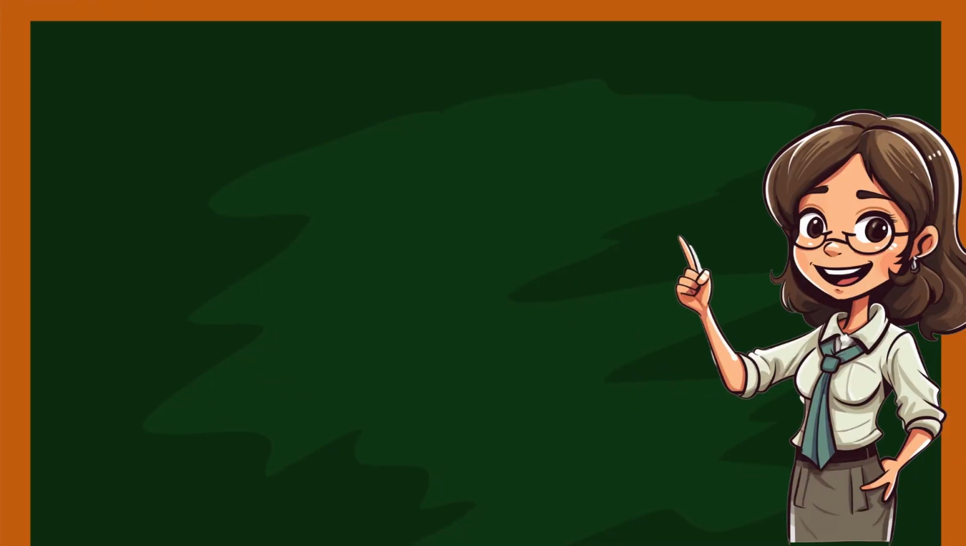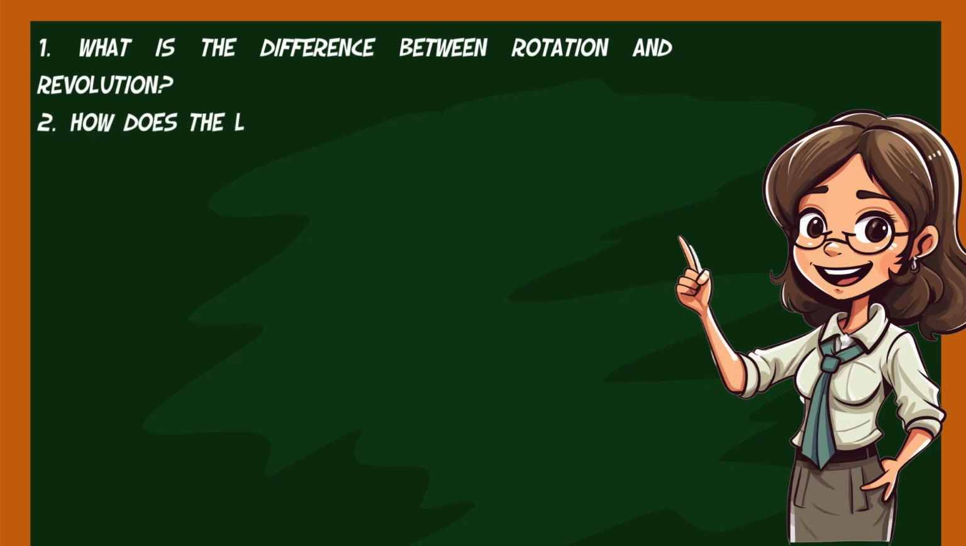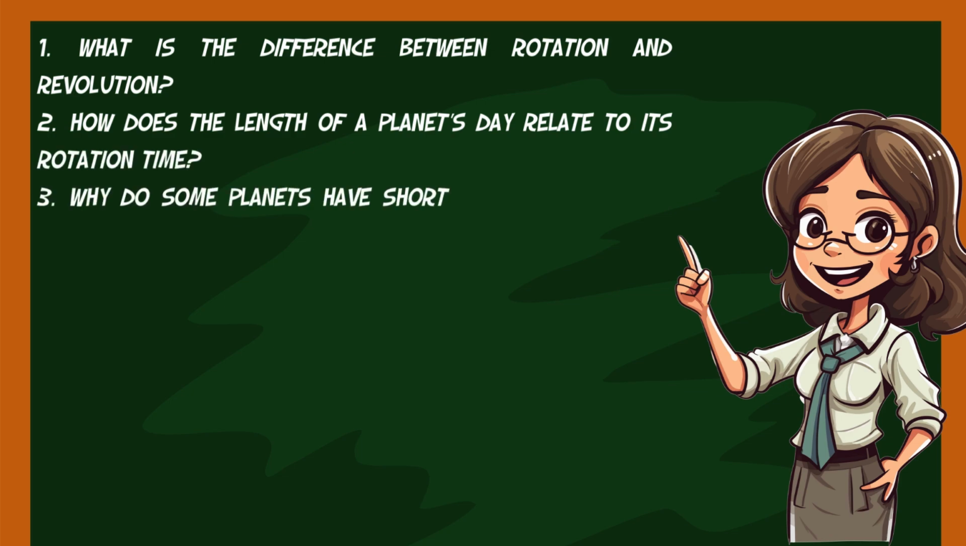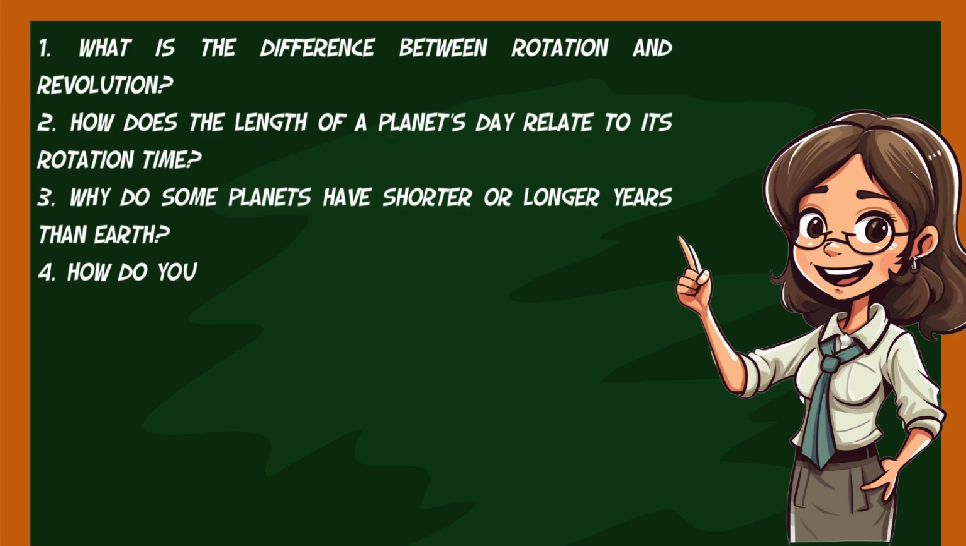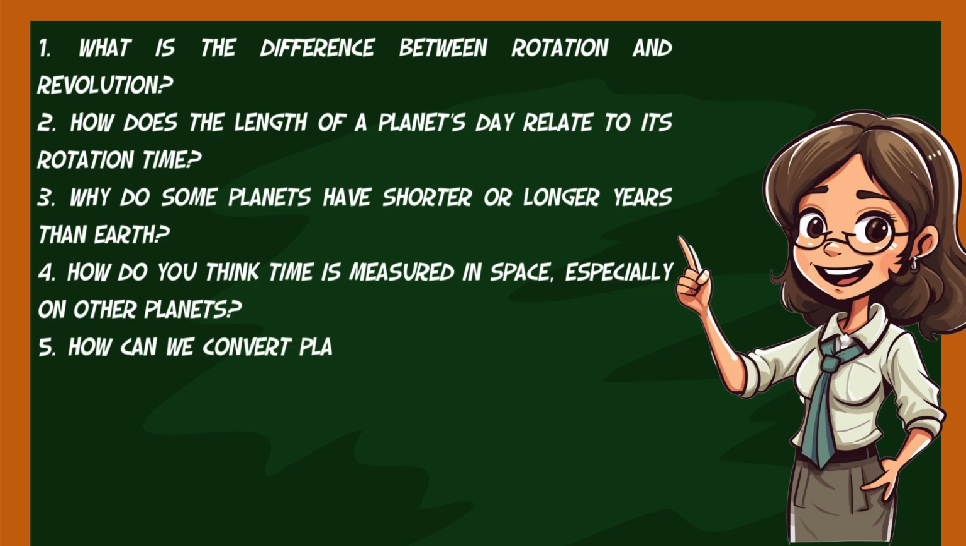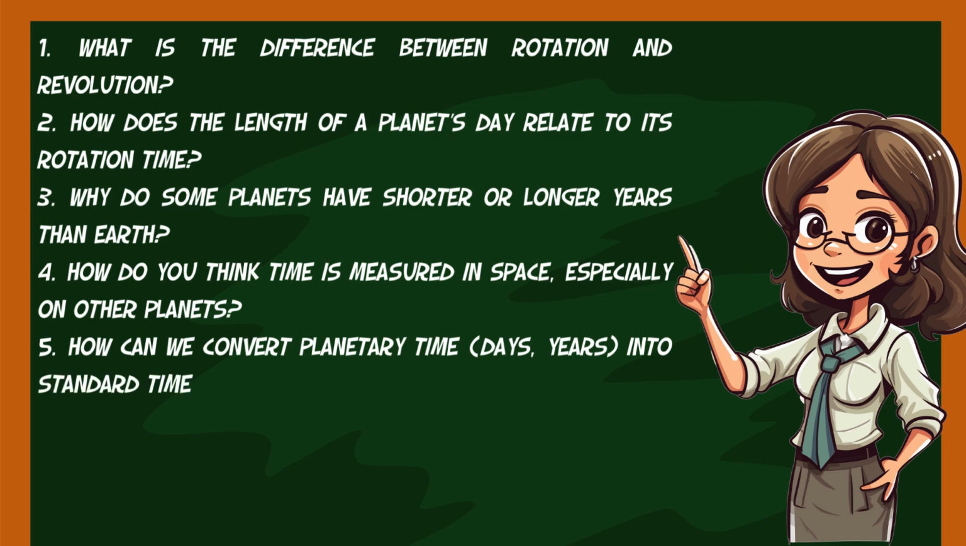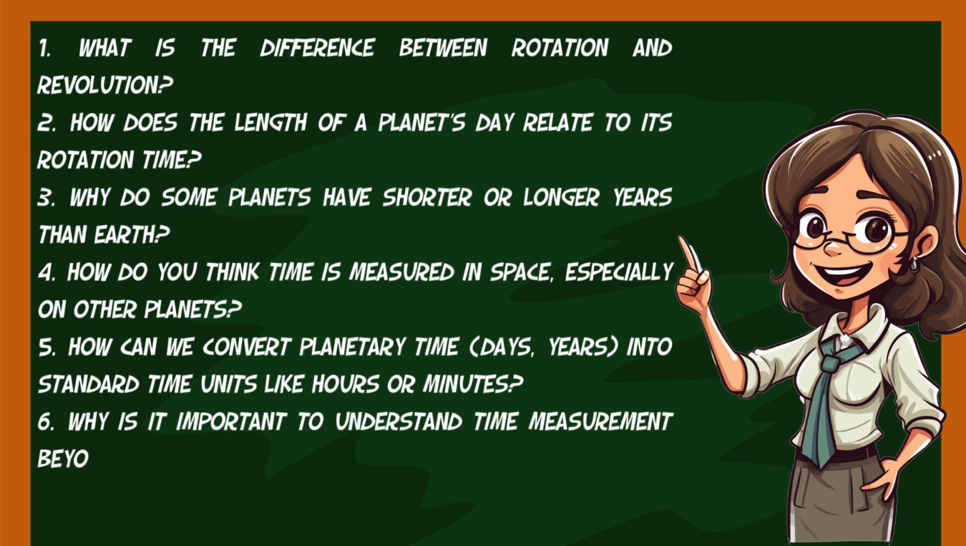Now that we've explored the concept of time and how it relates to planetary motion, let's think deeper. Here are some questions to help us reflect on what we've learned. Number 1, what is the difference between rotation and revolution? Number 2, how does the length of a planet's day relate to its rotation time? Number 3, why do some planets have shorter or longer years than Earth? Number 4, how do you think time is measured in space, especially on other planets? Number 5, how can we convert planetary time, days, years, into standard time units like hours or minutes?